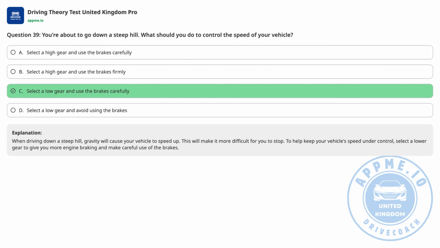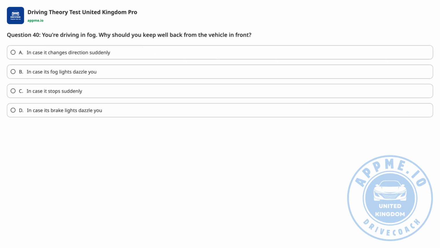The correct answer is C. Question 40. You're driving in fog. Why should you keep well back from the vehicle in front? A. In case it changes direction suddenly. B. In case its fog lights dazzle you. C. In case it stops suddenly. D. In case its brake lights dazzle you.